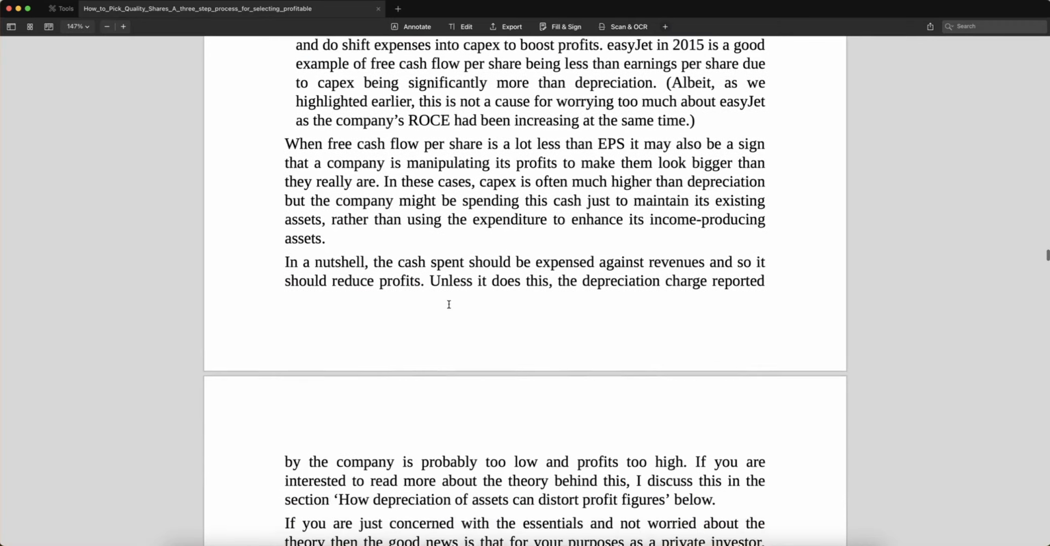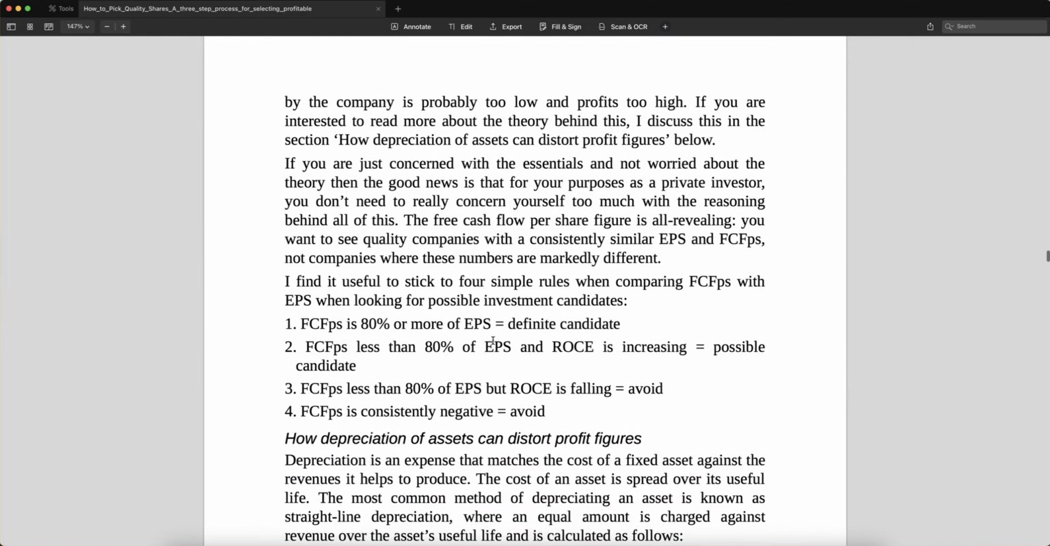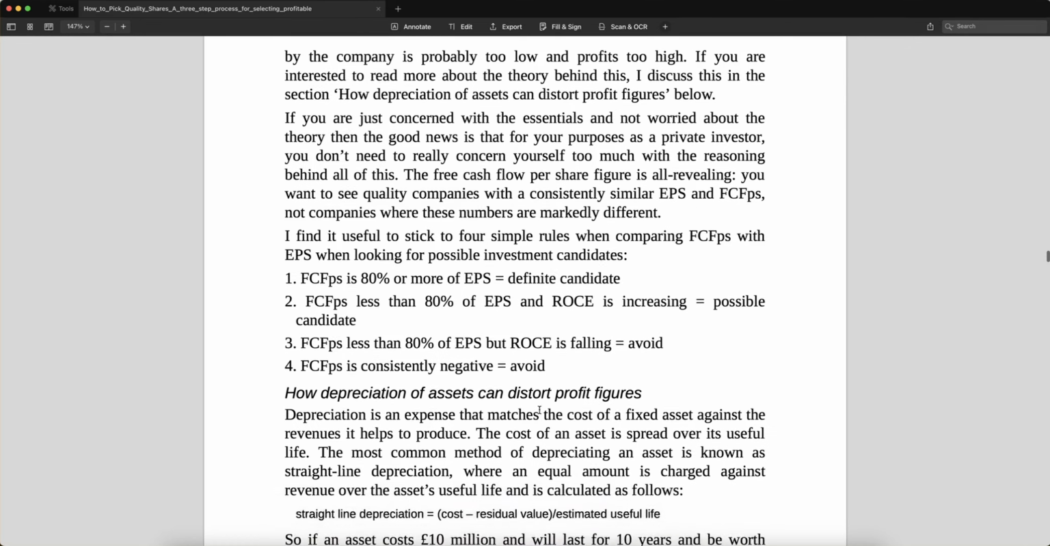And again he says, look at a descending ROE, and this number is bad, and an ascending ROE, and even this number is good. You can go on and so forth. So if FCF is 80% or more of EPS, definite good candidate. FCF is less than 80% and ROC is increasing, possible candidate. FCF is less than 80% of EPS and ROC is falling, don't go near it. FCF is consistently negative, don't go over.